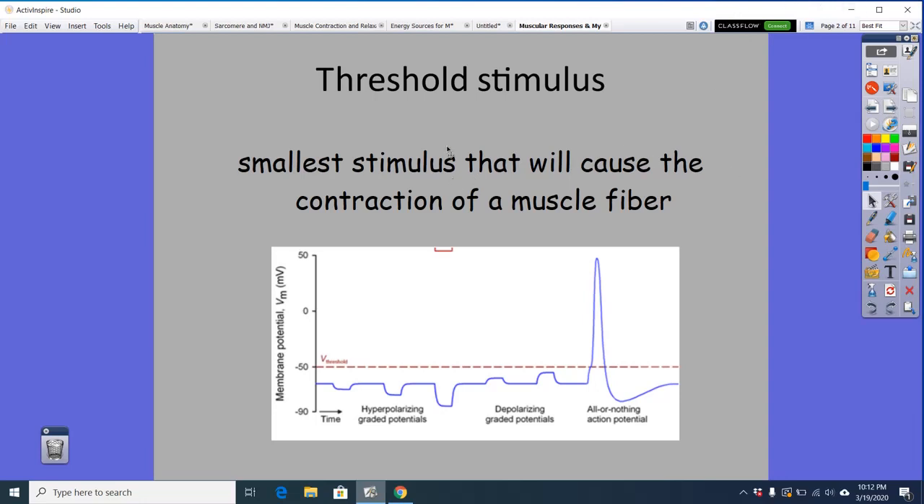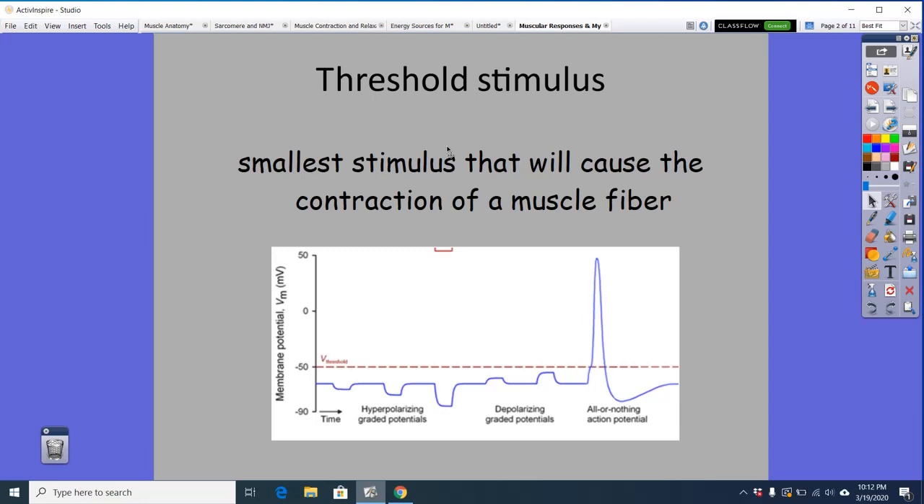The threshold stimulus is the smallest stimulus that will cause the contraction of a muscle fiber. Now notice that says muscle fiber, that does not say muscle. Okay, so even if we compare this to the bicep, that whole bicep may not contract at one time. In fact, it very rarely does unless you're pushing it to its maximum capacity. The threshold stimulus is the stimulus required for a muscle fiber, a muscle cell, to contract.